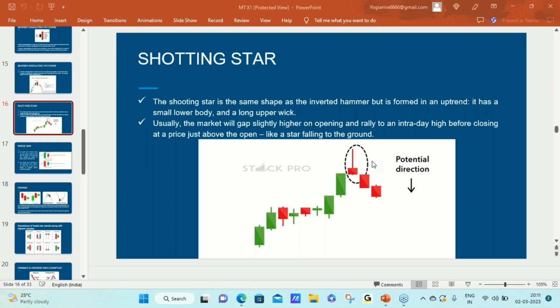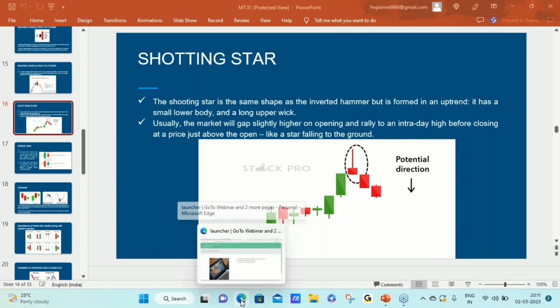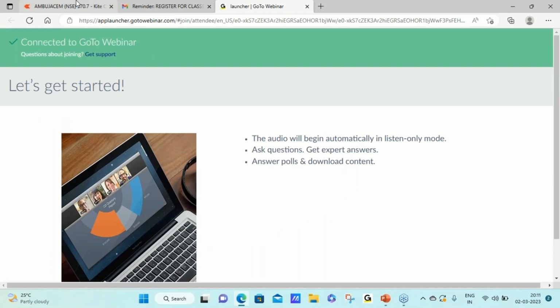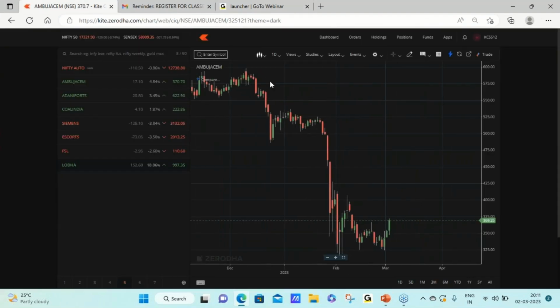It's the complete opposite of the bullish hammer. So let us try to check a few examples. Let's try to check a few examples here. Say, let me take the 15 minutes time frame.